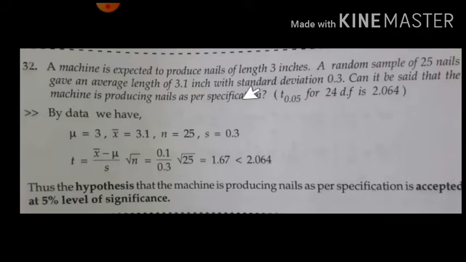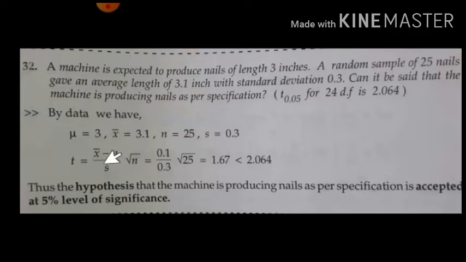Okay. And what is this 3? What is this 3.1? And what is the 0.3? So when you read the second sentence, a sample of 25 nails gave an average length of 3.1 inches. So it is the average length. It means the mean of the sample they have given. So x bar is 3.1. When we calculate the value of t, what is the formula? x bar minus mu by s into root n. So x bar is the mean of the sample and s is the standard deviation of the sample. The standard deviation of the sample they have given as 0.3.